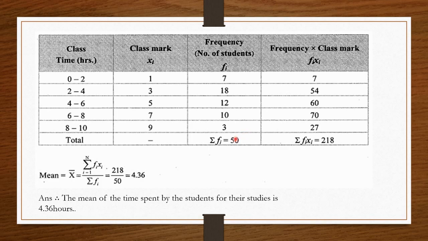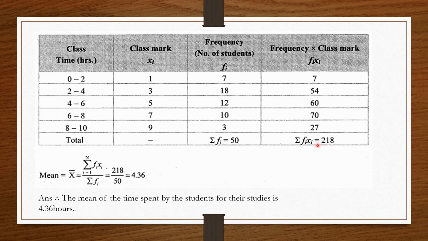And the last column, frequency into class mark, fi into xi. That means 7 into 1 is 7. 18 into 3 is 54. 12 into 5 is 60. 10 into 7 is 70. 9 into 3 is 27. Therefore, sigma fi xi, the sum of the frequency into the class mark, is equal to 218.